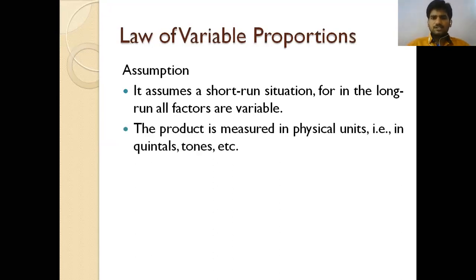Then the product is measured in physical units, that is, in quantals and tons. We already said that the production function takes the raw inputs, and the final outputs are the raw outputs only. These physical units are measured in quintals and tons, maybe weights, so we go by weights.